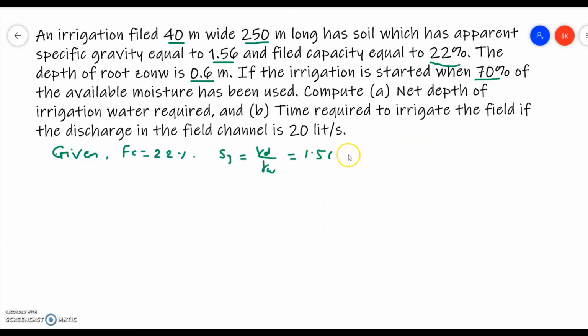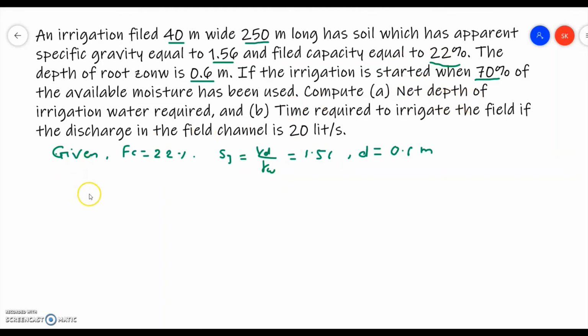Next one, that is D. D is nothing but the root zone depth, which is also given. It is 0.6 meter. Now we have a basic formula to find out the water supplied. So the first thing, that is the net depth of the irrigation water, that we will find out.